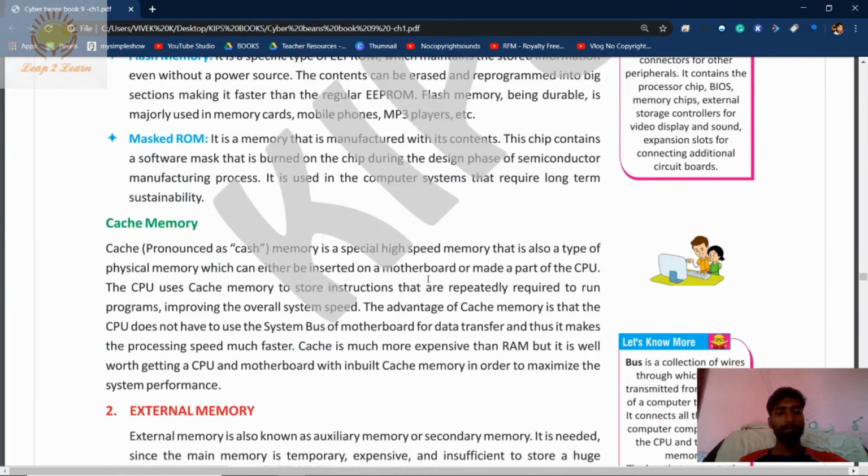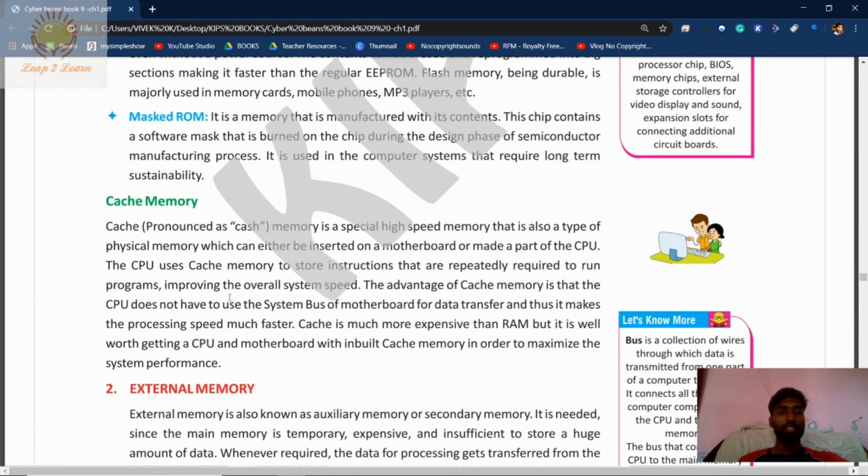And cache memory is your homework. You have to learn by yourself.